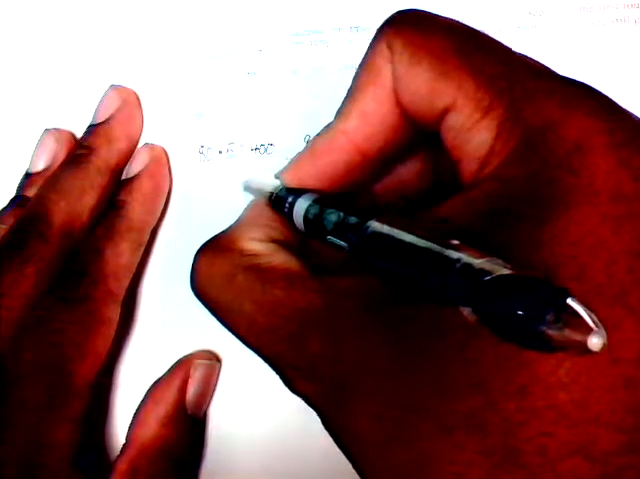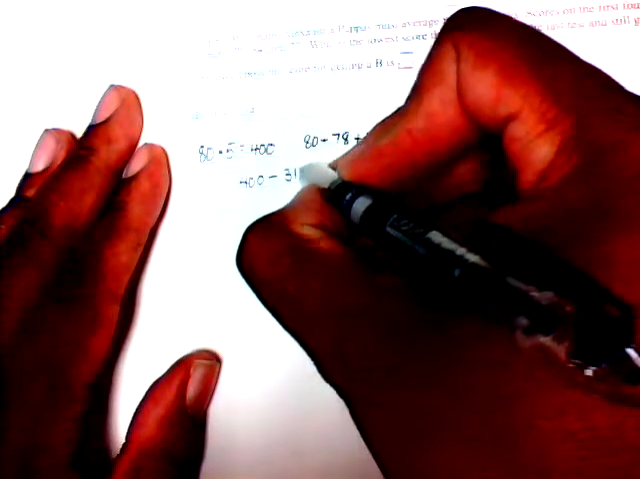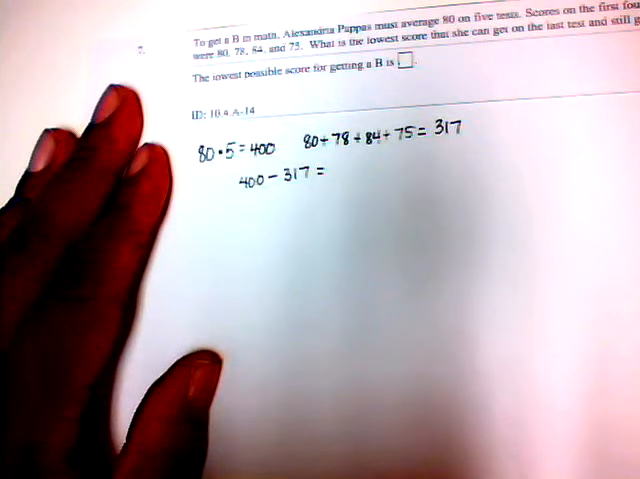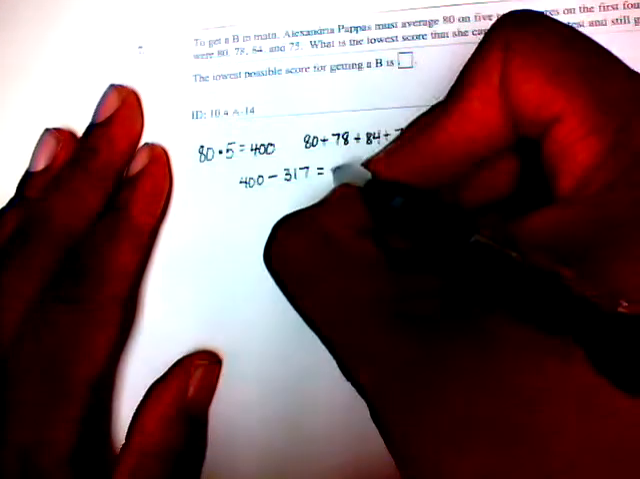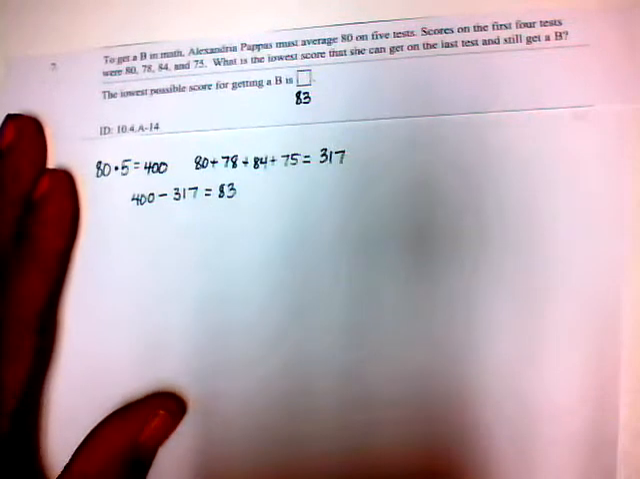Now let's subtract the 317 from 400. So that means on the 5th test, 400 minus 317 will give us an 83. So Alexandria must make at least an 83 on the 5th test so that she can get a B in that particular math class.